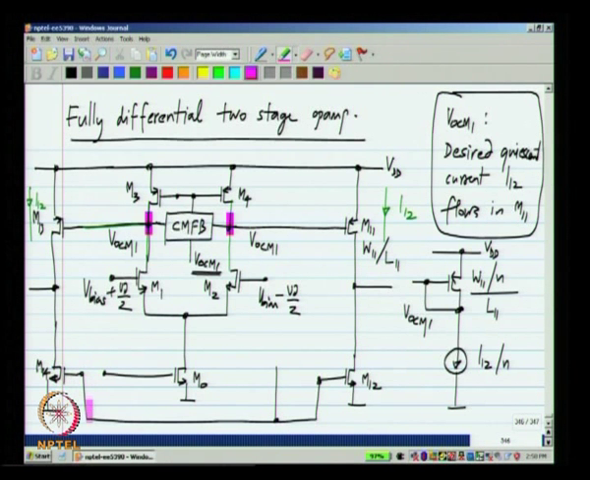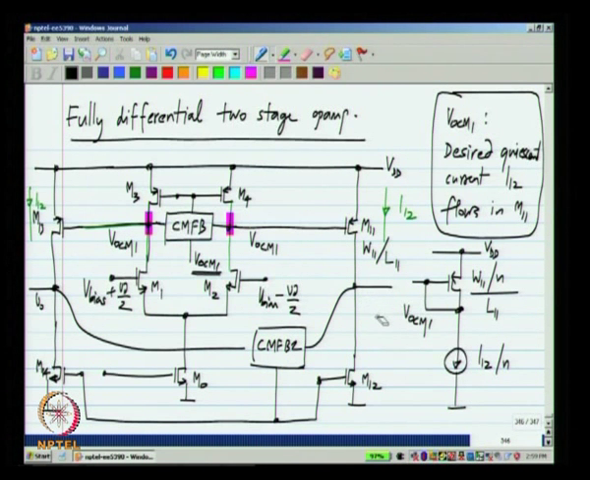So, the gate voltage of M12 and M14 must be adjusted using another common mode feedback loop. Okay. And what is this now? It calculates the common mode voltage of the output. Let us say this is VOP and VOM. Okay. And it will have some common mode voltage, which will set the output common mode voltage to the desired value.